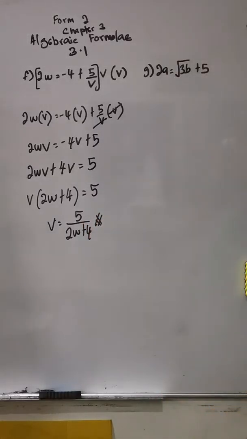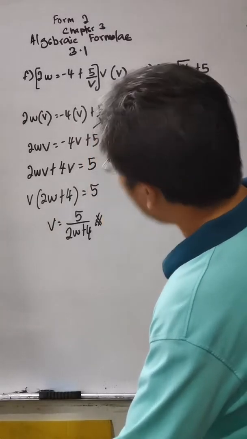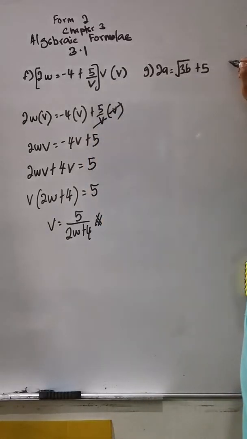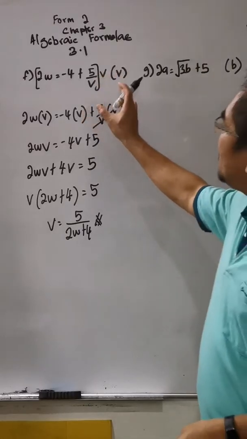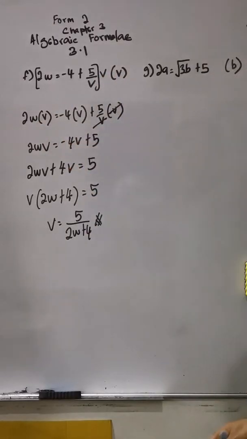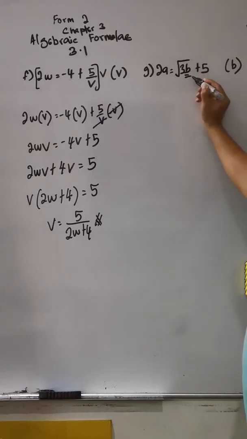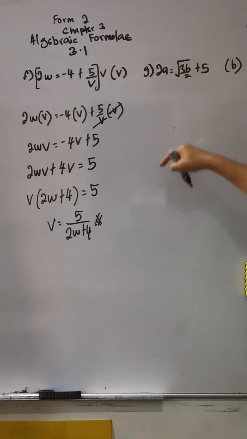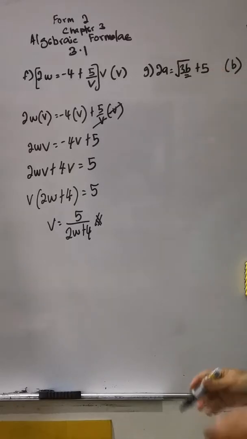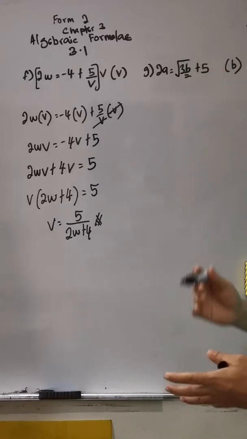Okay, look at G. 2A equals square root of 3B plus 5. So what is the subject? B. You might wonder, what is the arrangement if I move? Okay, so the subject we want is B. B with 3 is multiplication. B with 5 is just addition.